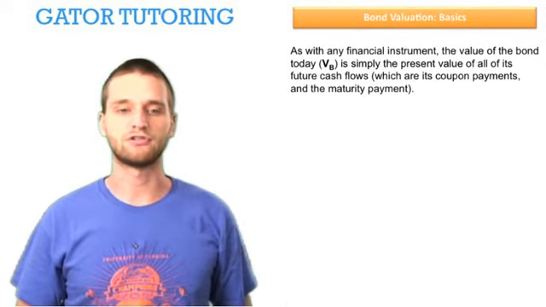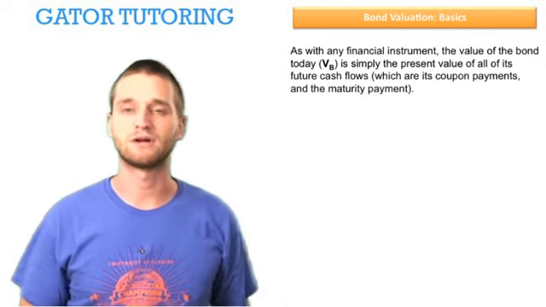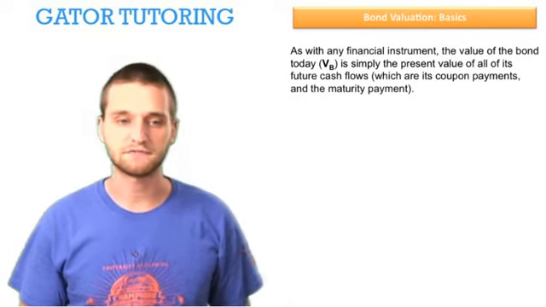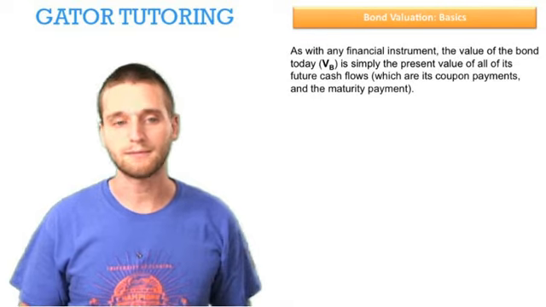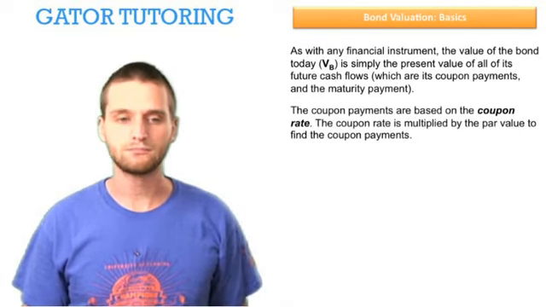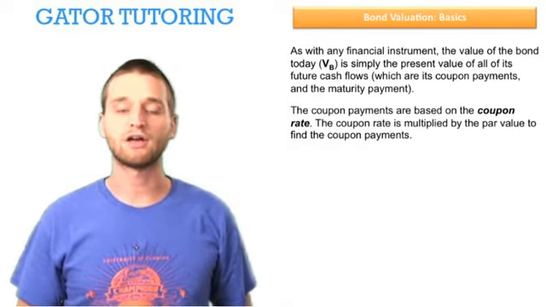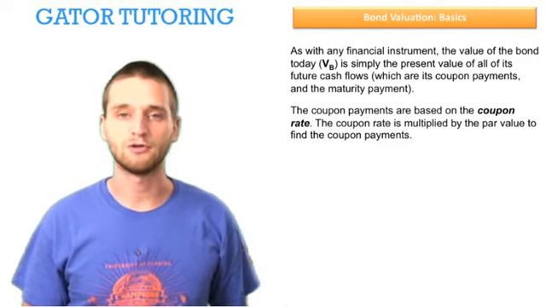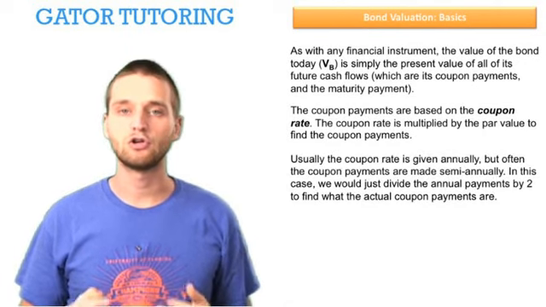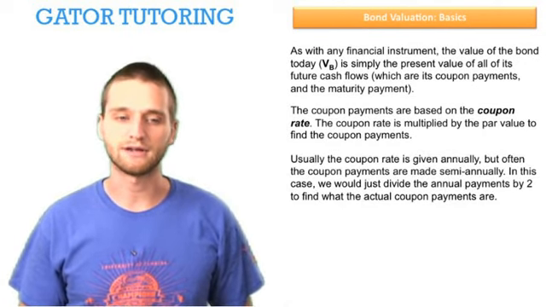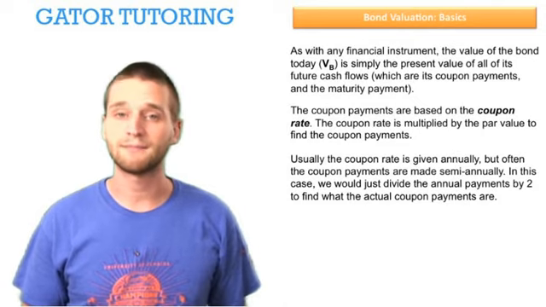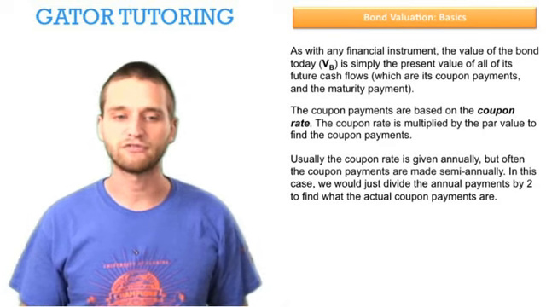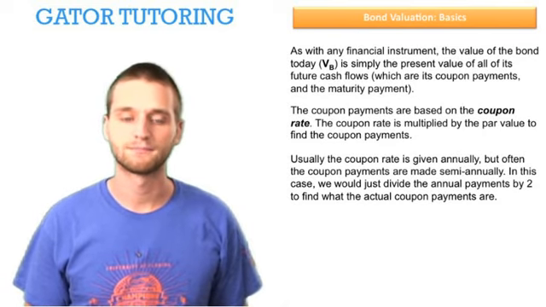As with any financial instrument, the value of the bond today, which we denote V sub B, is simply the present value of all of its future cash flows, which again are just its coupon payments and the maturity payment. The coupon payments are based on the coupon rate. The coupon rate is multiplied by the par value to find the coupon payments. Usually the coupon rate is given annually, but often the coupon payments are made semi-annually. In this case, we would just divide the annual payments by 2 to find what the actual coupon payments are.